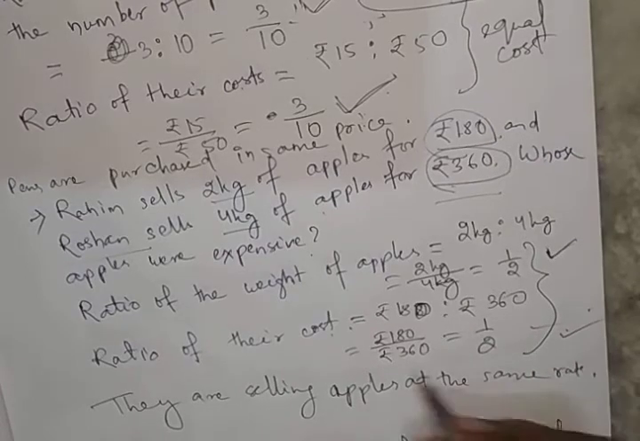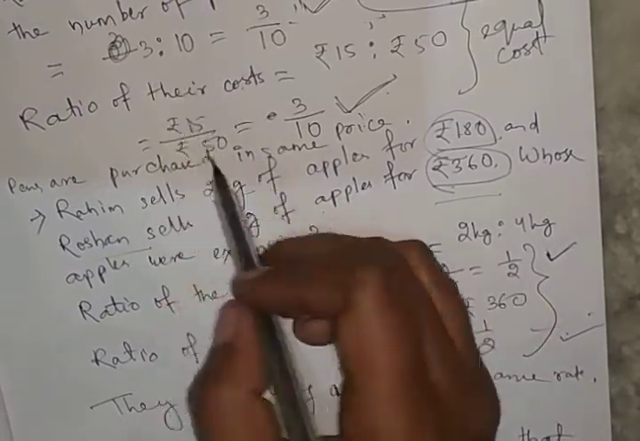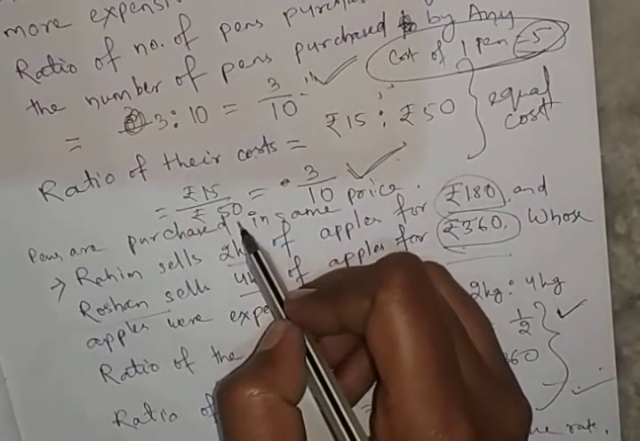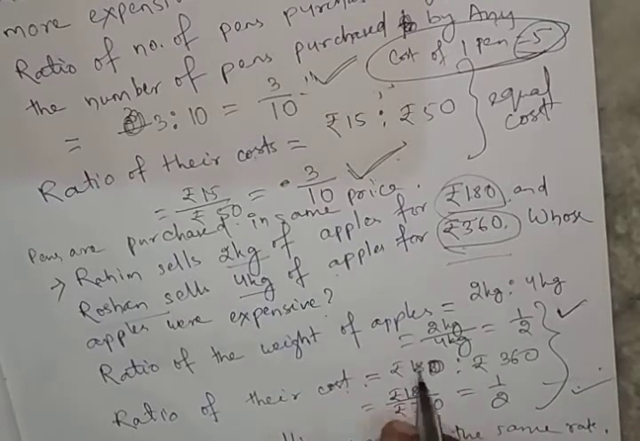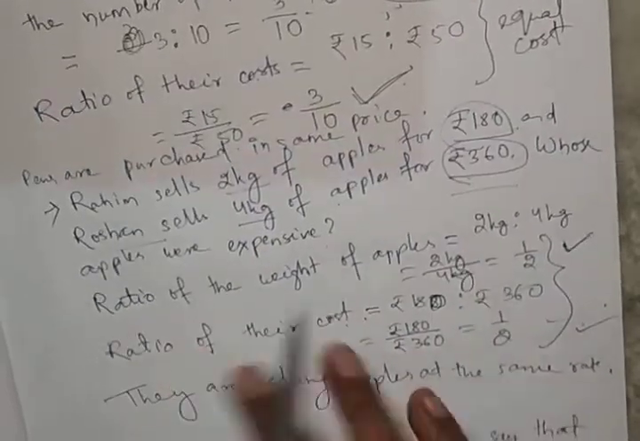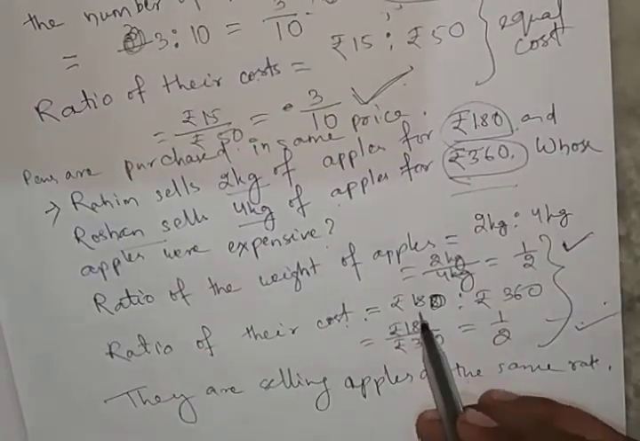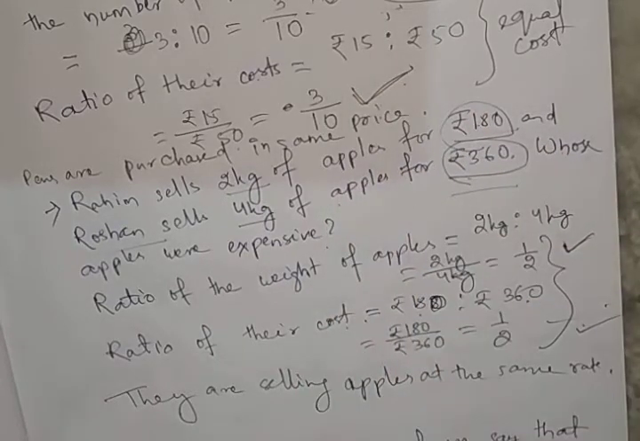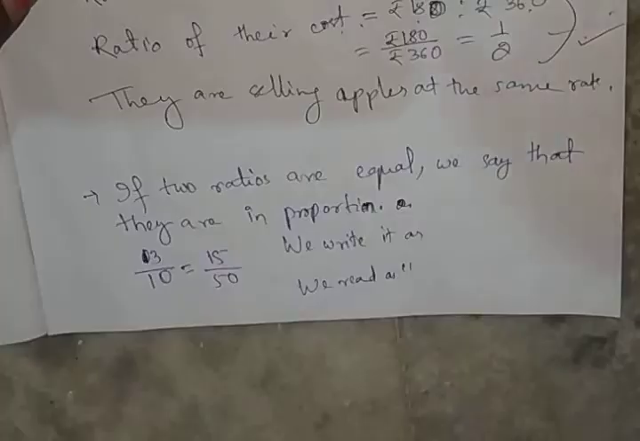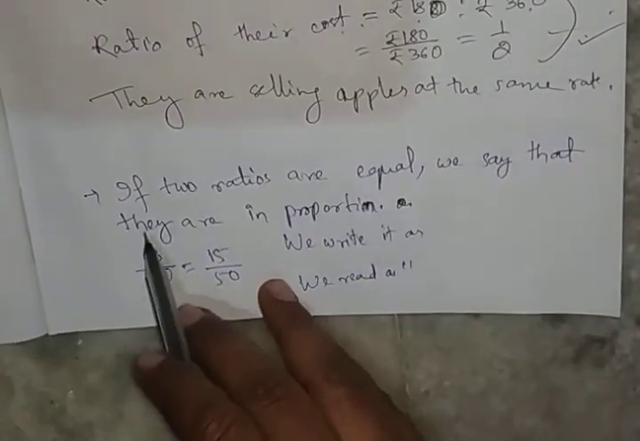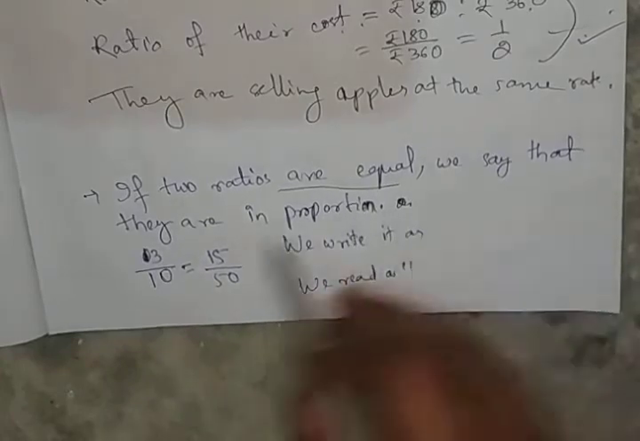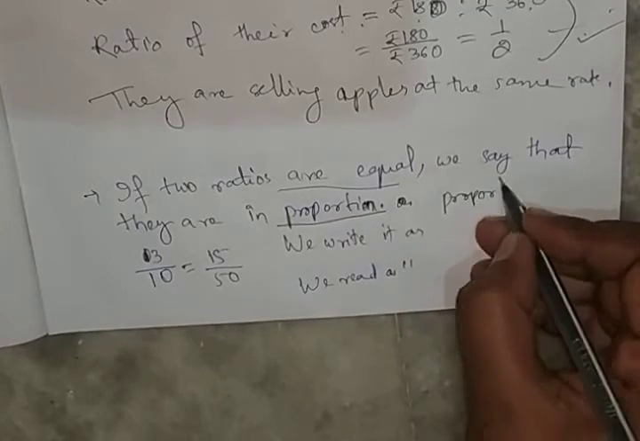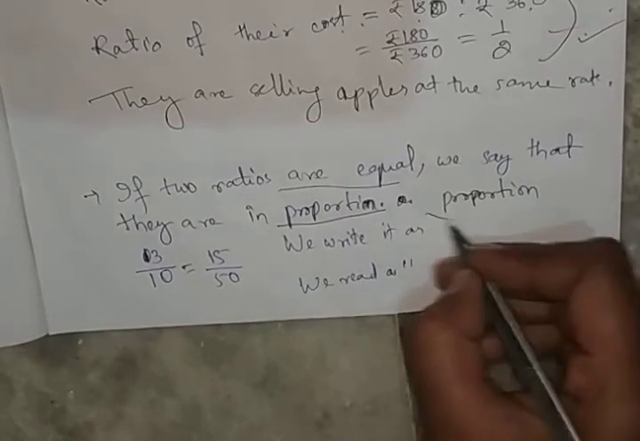So look here, 3:10 is equal to 15:50. And here also, 2:4 is equal to 180:360. So these ratios are equal. Equal ratios are known as proportion. So look here, if two ratios are equal, we say that they are in proportion. Proportion.